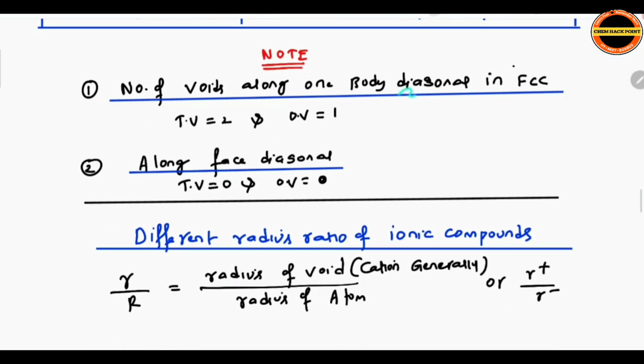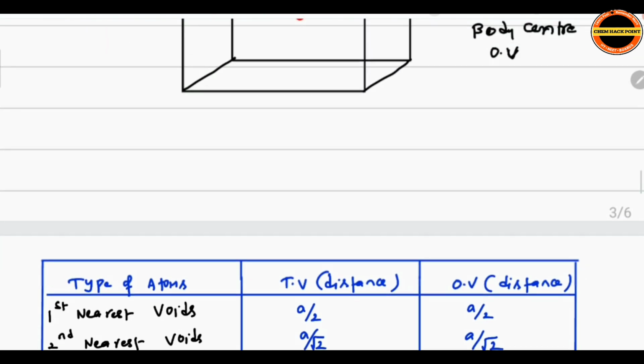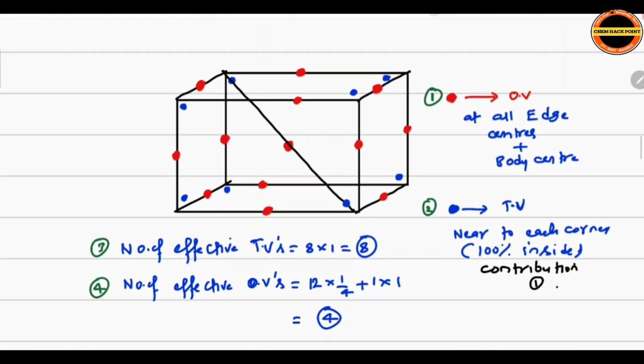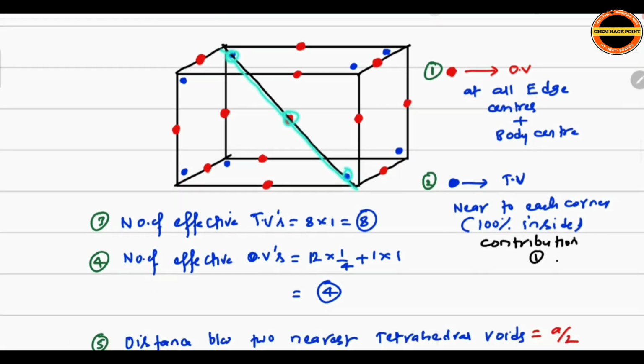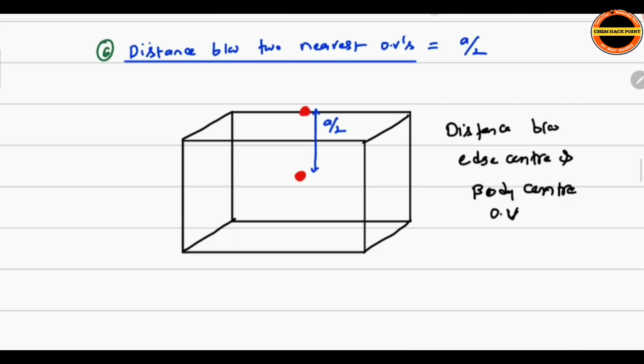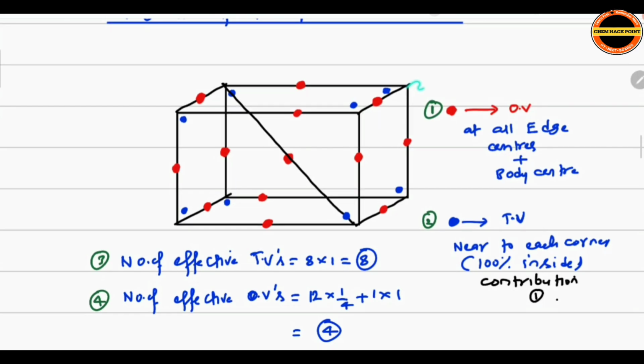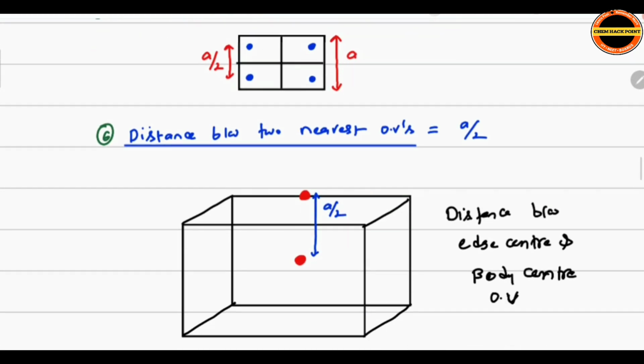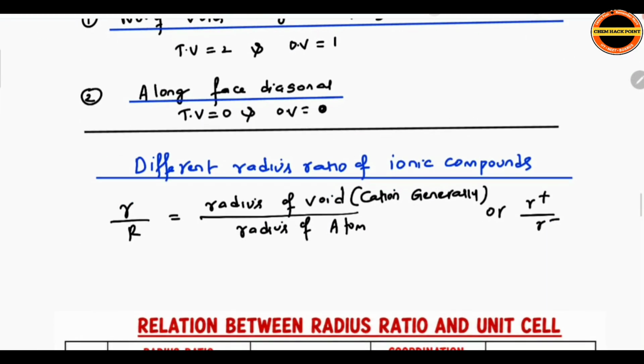Number of voids along one body diagonal in FCC. If you see one body diagonal in FCC, what number of voids are we getting? Tetrahedral void 1, 2, and 1 octahedral void. That's what we wrote here: tetrahedral voids 2, octahedral void 1. Now along one face diagonal, this one, along this face diagonal there is no tetrahedral void and no octahedral void. So that's why we specified 0, 0 here.